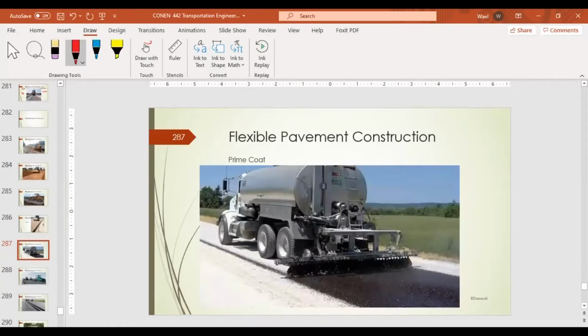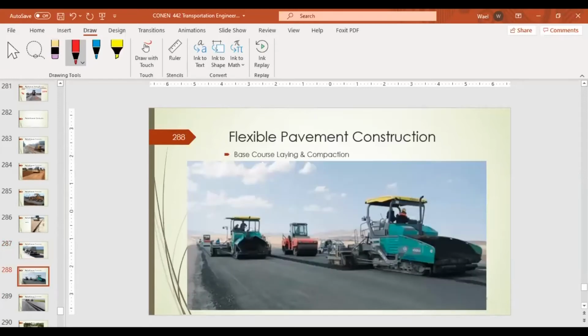First, we start to have a prime coat. This prime coat is a tacky material, bituminous, and its purpose is basically to seal the sub base and the natural ground, the natural soil, from water and from leaking water, because if water leaks under the pavement, it's going to cause damage. In case of rigid pavement, the concrete itself is a good sealer. Then we place, laying the base course.